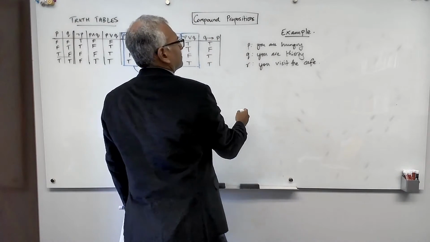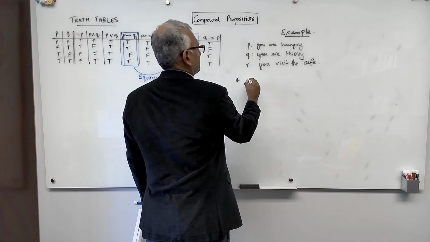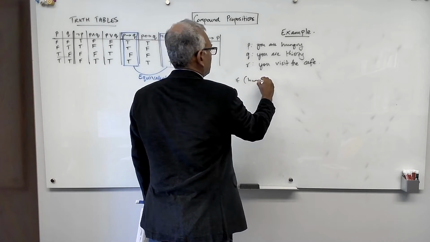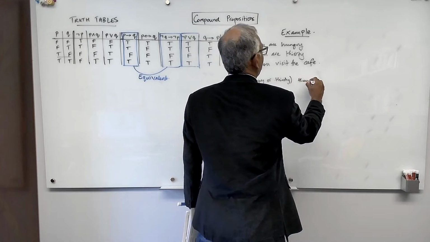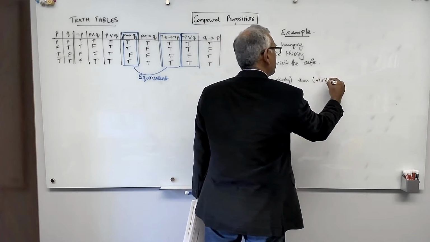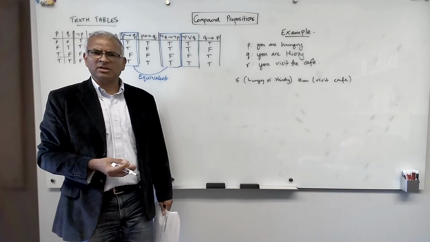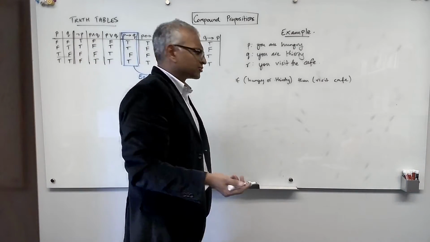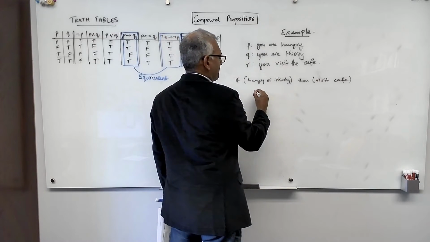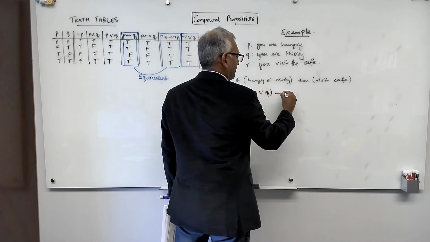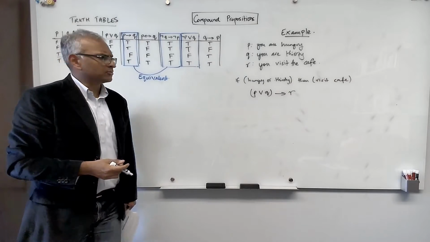Okay. So if you're hungry or thirsty, then you visit the cafe. It's a reasonable implication. It's certainly plausible. We might think it's true. Okay, so let's just assume it's true. What this means is that P or Q implies you visit the cafe, R. That's now an even more complex compound statement.